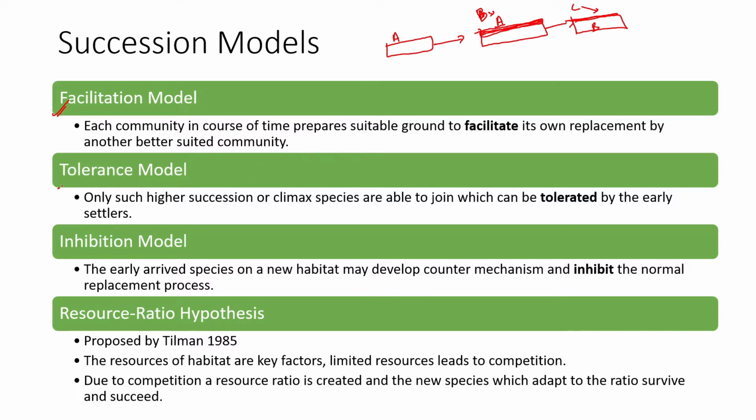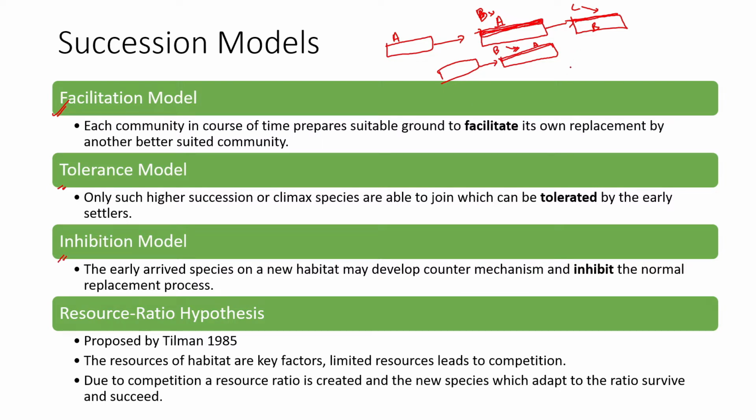Now the tolerance model talks about a sort of opposite. In the tolerance model, only the species that can tolerate the changed environment can come in. It's a sort of complicated thing where A is changing the environment in such a way that only those species which can tolerate those changes can come in and establish. And the last one is the inhibition model.